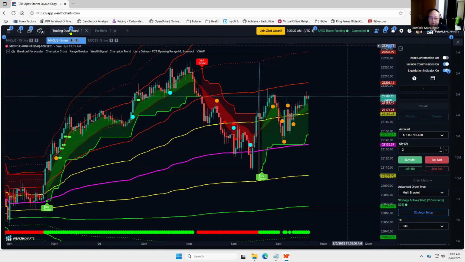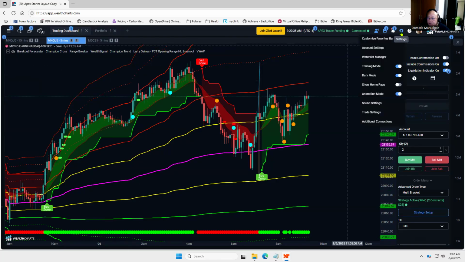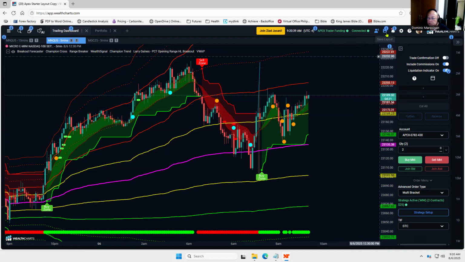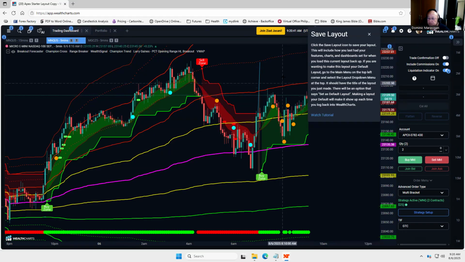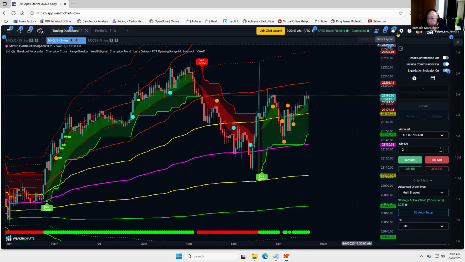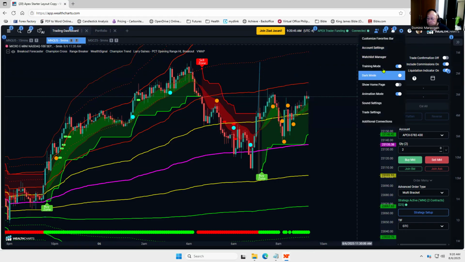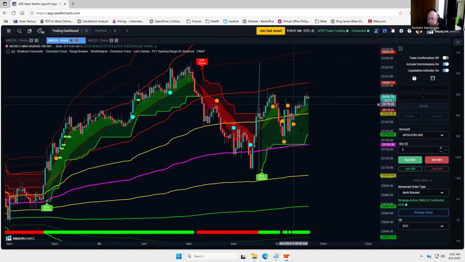And if you don't want any of those questions, you can go from here and just turn off the training mode and it disappears. Oops, wrong one. Save layout. Click on that and it goes wrong.